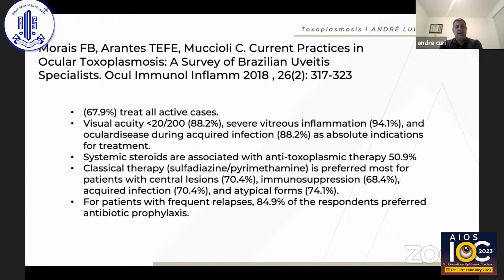In a survey done in Brazil, apart from the society saying that you only have to treat large areas, the visual acuity, the lesion close to the macula and the disc, the specialists in uveitis in Brazil, almost 70% treat all cases. And interestingly, you don't see any difference between the therapies, sulfadiazine, pyrimethamine, or Bactrim or clindamycin, but the majority of specialists prefer to use the classic treatment in patients that present with central lesions or the immunosuppressed or acquired and atypical forms. So it's difficult to say that there's really no difference. There's no difference between the therapies published in the literature, but in practice they use the classic treatment more when we have more sight-threatening lesions.